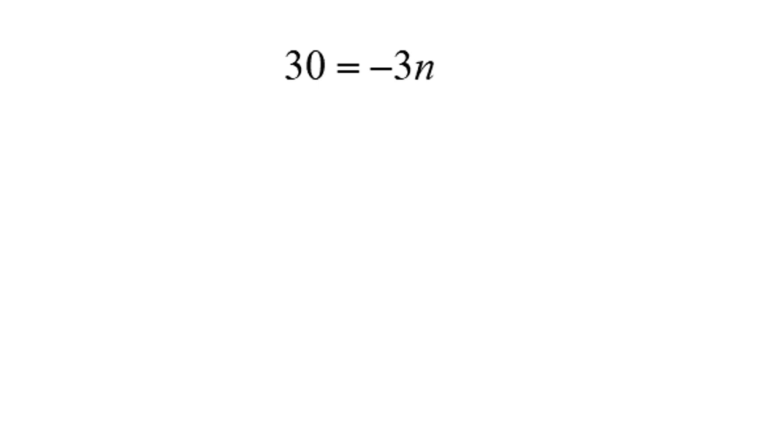In this lesson, we're going to focus on one-step equations that involve multiplying and dividing. Let's go ahead and look at our equation. Draw a line to separate our two sides. Remember, our goal is to isolate the variable. That means get the n completely by itself.